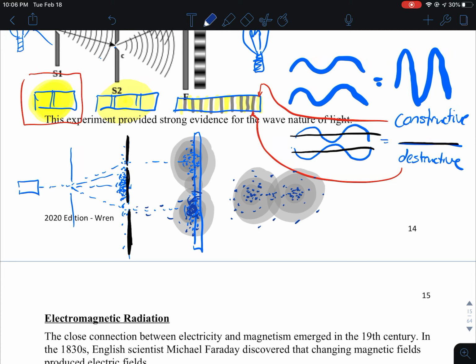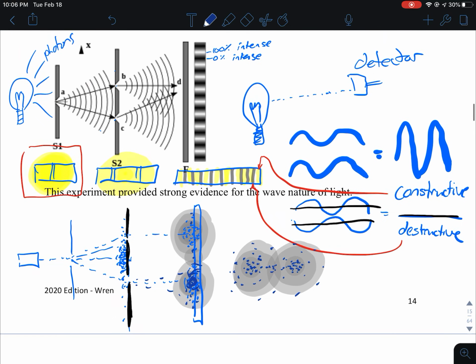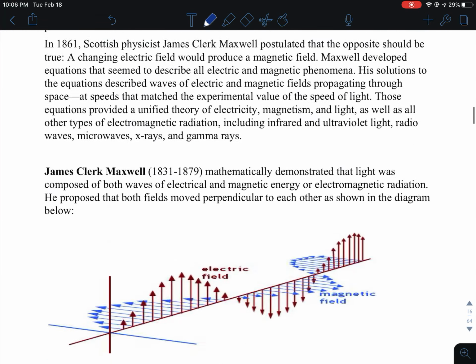If you do this with single photons or single electrons, the pattern you get is this bottom pattern. If you let all the photons loose and you don't watch them, and you don't watch the electrons, you get this interference pattern. So this is where the wave-particle duality comes into play.